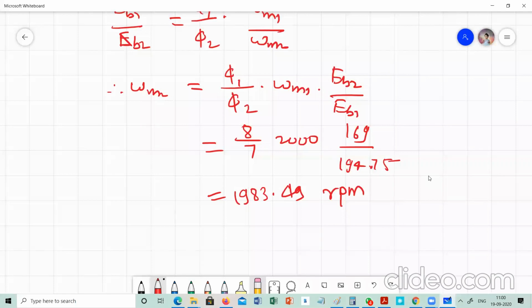When we are taking a ratio, the quantities must have the same unit. If you take speed in rpm, then omega m1 must be in rpm and omega m2 should be in rpm. If you take it in radian per second, then both omega m1 and omega m2 should be in radian per second. Remember that.